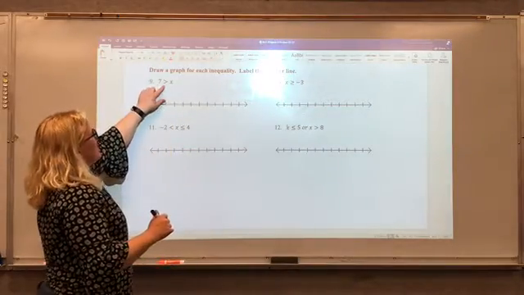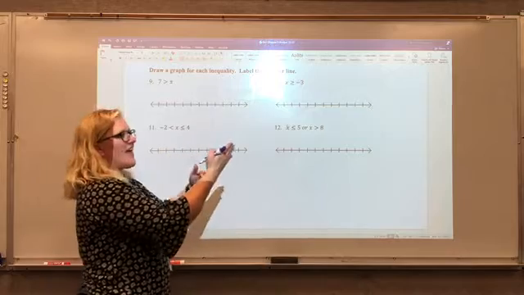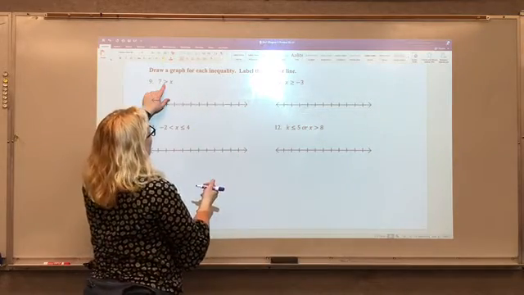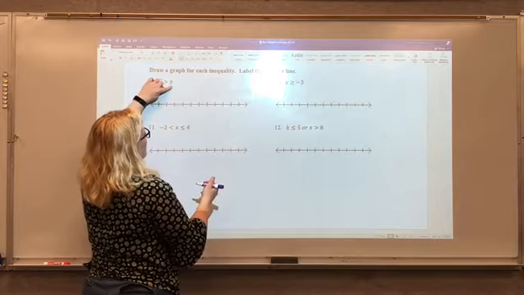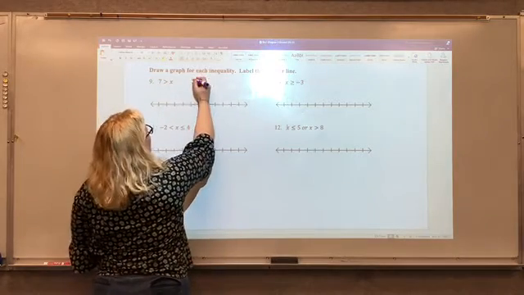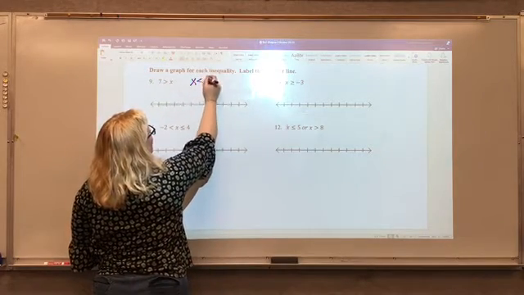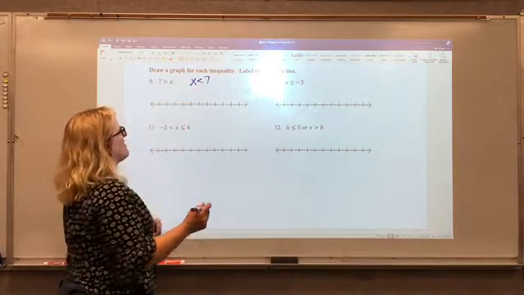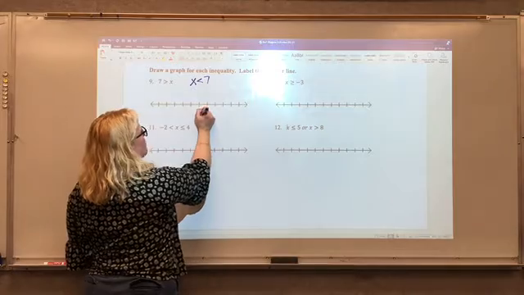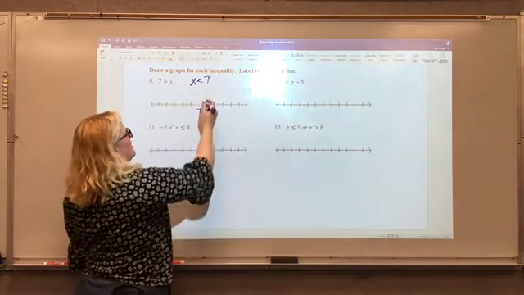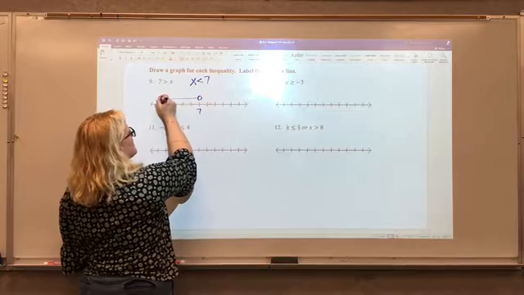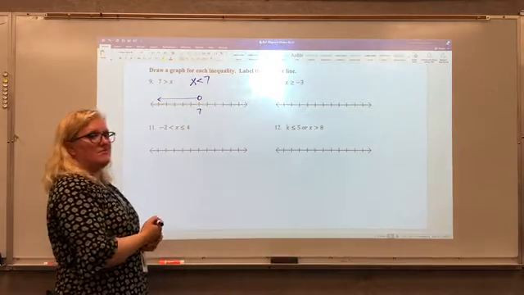So this is 7 is greater than x. I like the x to be on the other side, and I can see that the inequality sign is pointing to the x. So if I flip it around, it'll still be pointing to the x. So x is less than 7. If I make this 7 right here, then x, open circle, is less than 7.